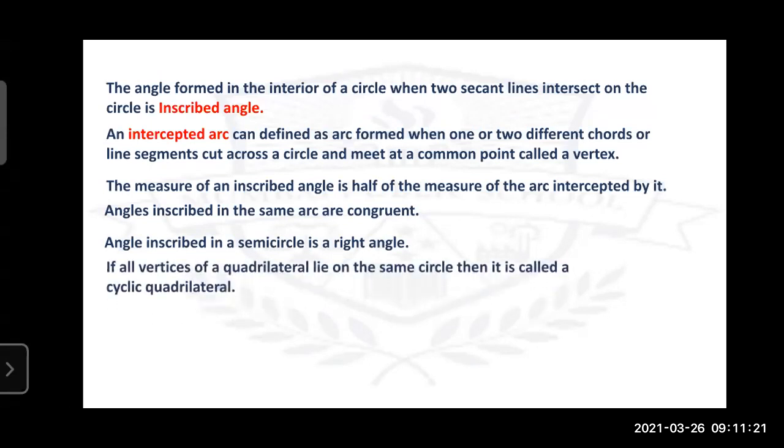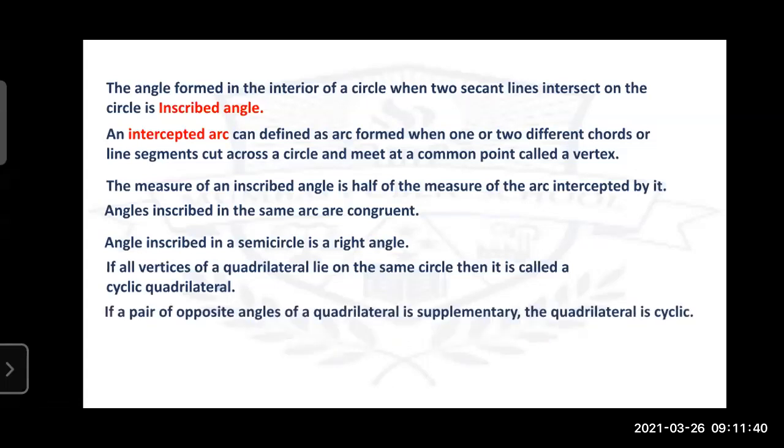If all the vertices of a quadrilateral lie on the same circle, then it is called a cyclic quadrilateral. Means if 4 points lie on the same circle, and when we join all 4 points it makes a quadrilateral, then it is called a cyclic quadrilateral.